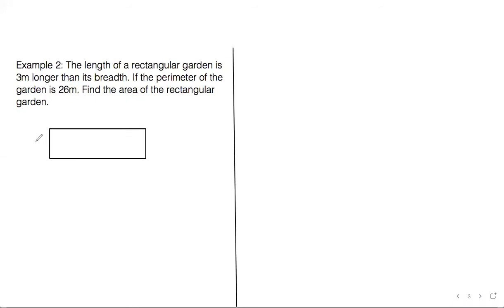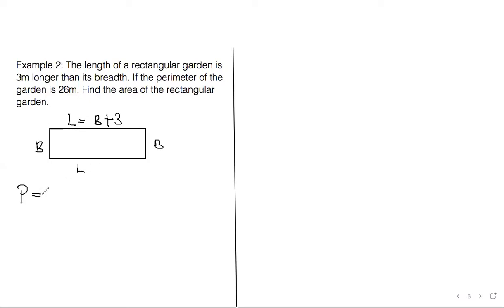So if this is the breadth, B, the length should be here. This is the length, this is also the breadth. But we're told that it's breadth plus 3. So that means if you add 3 meters to the breadth, you will get the length. And if the perimeter of the garden is 26, perimeter means you add everything around the shape.